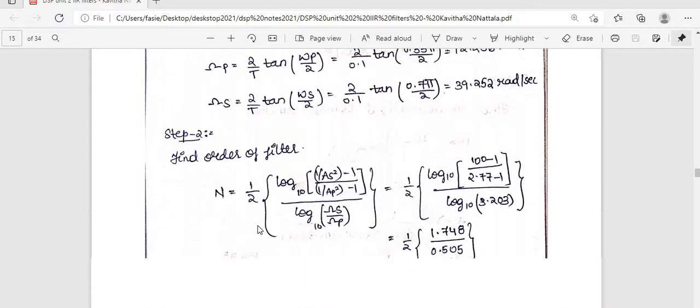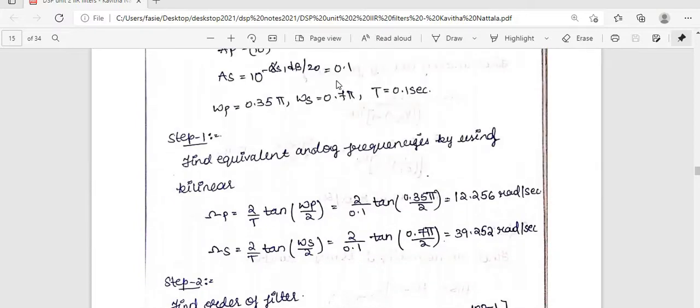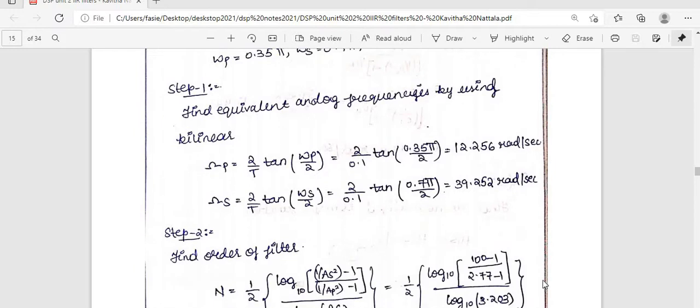Next, we have to find the order. We substitute into the formula: log to the base 10 of square root of (1 by As square minus 1) by (1 by Ap square minus 1), divided by log of omega s by omega p. If you substitute both values, 1 by As square, with As as 0.1, is 1 by 0.1 whole square, which is 0.1 into 0.1, that is 0.01. If you take the reverse, 1 by 0.01, I can write as 100.